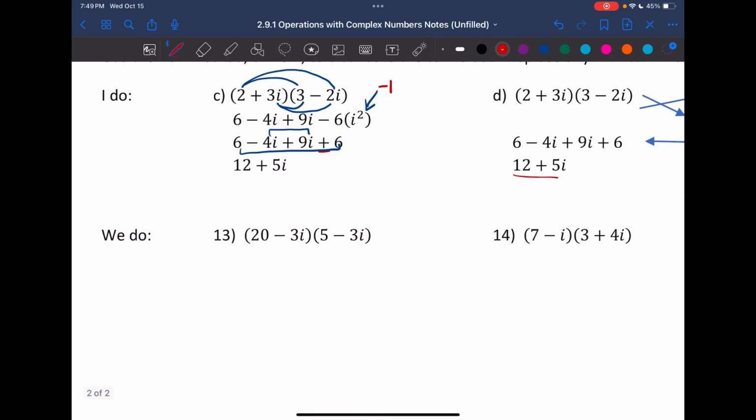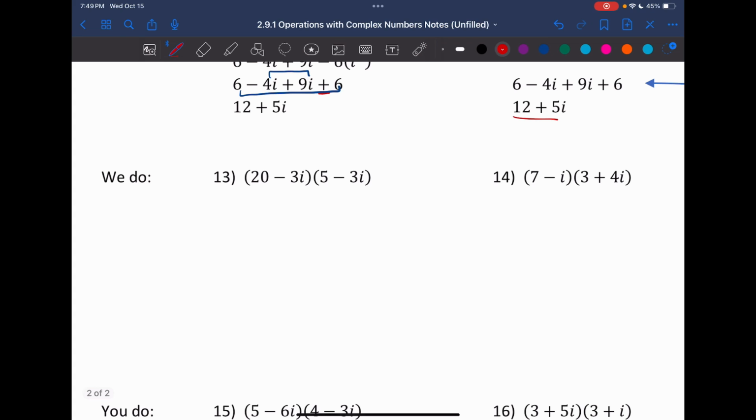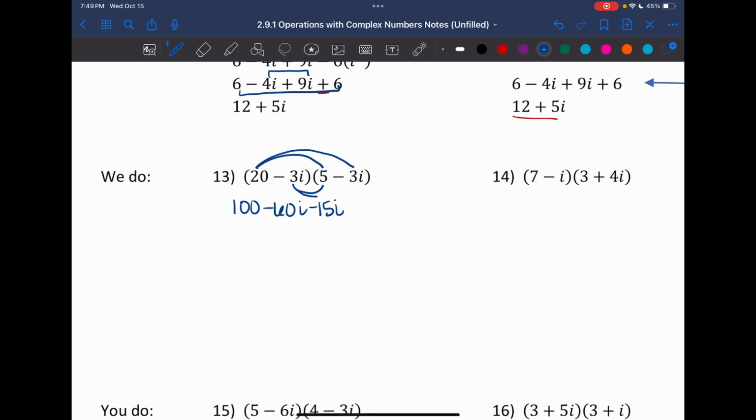So let's go ahead and look at number 13. I personally am going to FOIL, but if you would like to use the box method, go ahead and draw your boxes alongside. So first to first, 5 times 20 is 100. 20 times -3i is -60i. -3i times 5 is -15i. And then -3i times -3i is +9i squared.